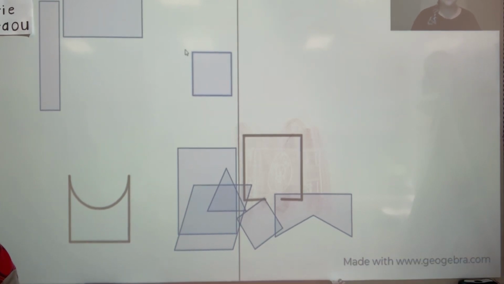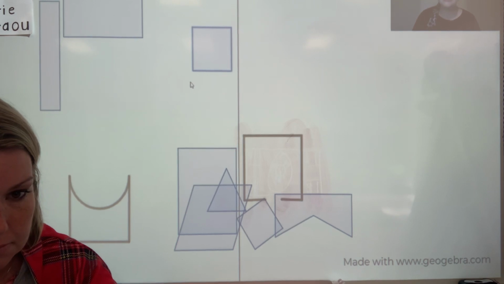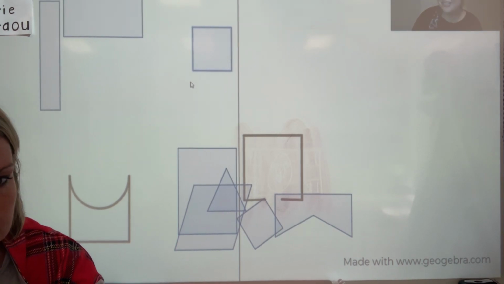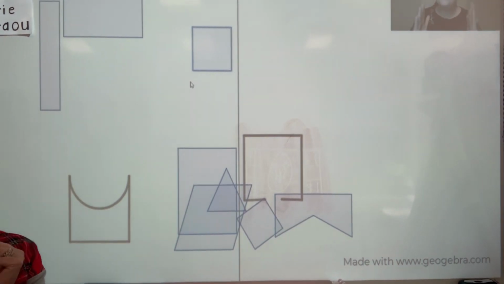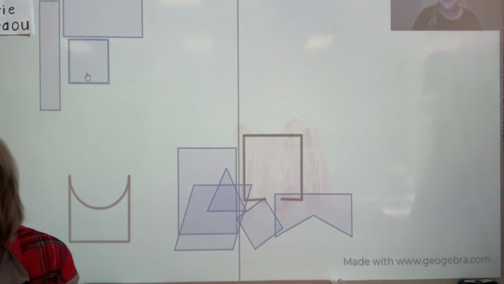I see that it also has four corners and four sides that are all the same length. So is it also a rectangle? Yes. This special rectangle where all the sides are the same length is called what? A square. Let's put it with our other rectangles.